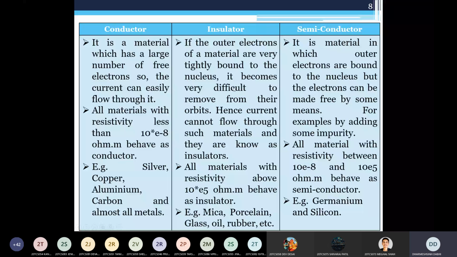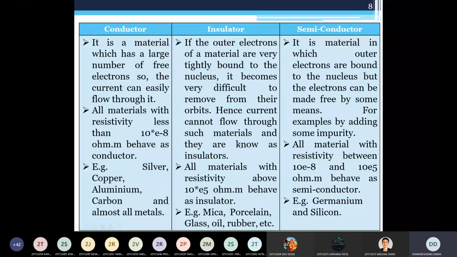So if these outer electrons cannot be easily removed from this orbit, then in this type of element a very small amount of current can flow. Hence the current cannot flow through this material easily. So this is called an insulator.